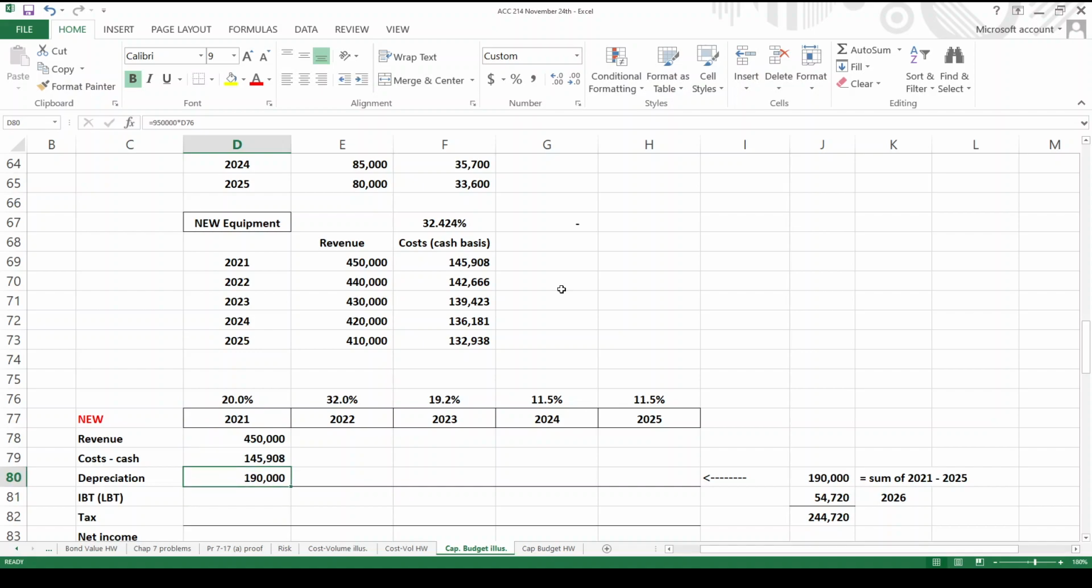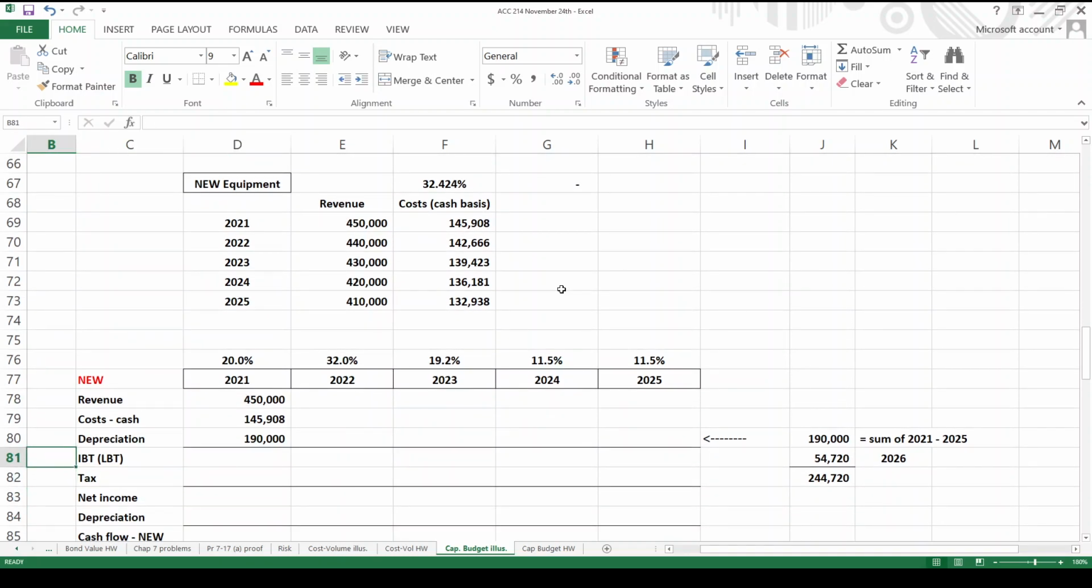Now that's not a cash cost, John. You remember that adjusting entry in accounting? Debit depreciation expense, credit accumulated depreciation. But it is a number that you need to use to calculate your taxable income. So I got this as IBT, income before tax, or loss before tax. What do we got? Take the 450, subtract the 145, subtract the 90, 114,092. That's the good news. Looks like we're going to have income before tax of 114,000.